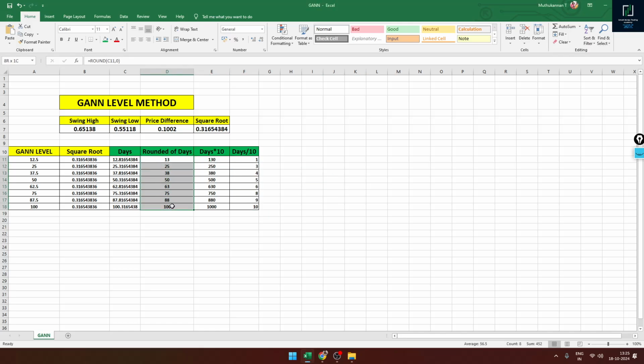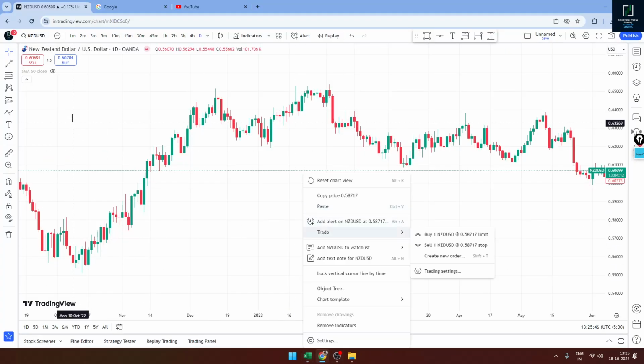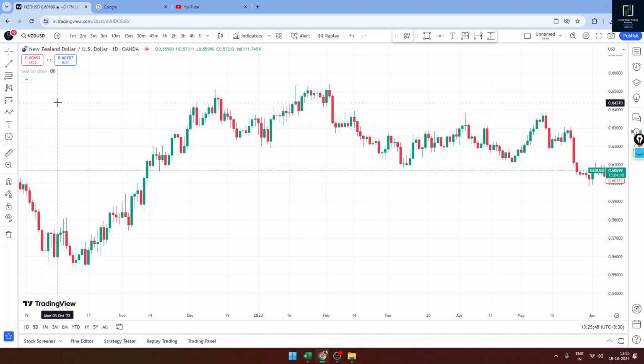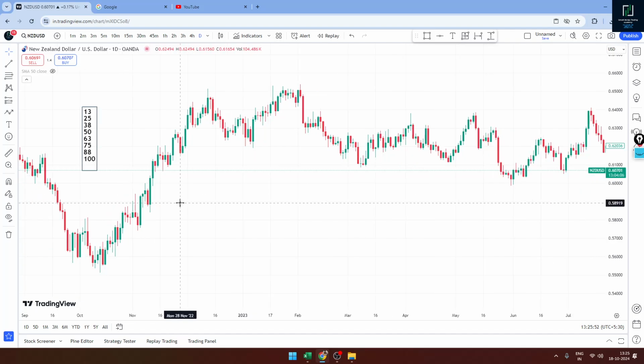Let's copy all these numbers, and I go to TradingView. So I'm going to take a text box, and put it here. Okay, 13. So what is the swing high and swing low? This is the swing low and this is the swing high. Okay, from the swing high you need to see the 13th candle. So how do I do that?